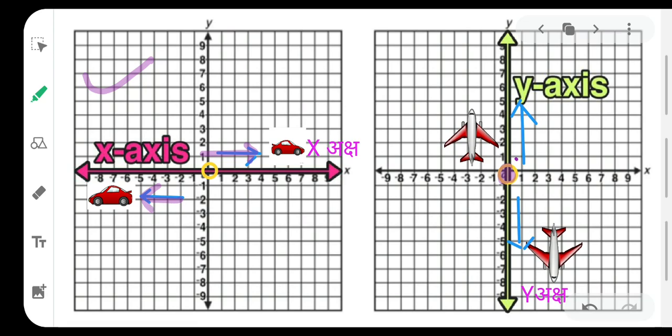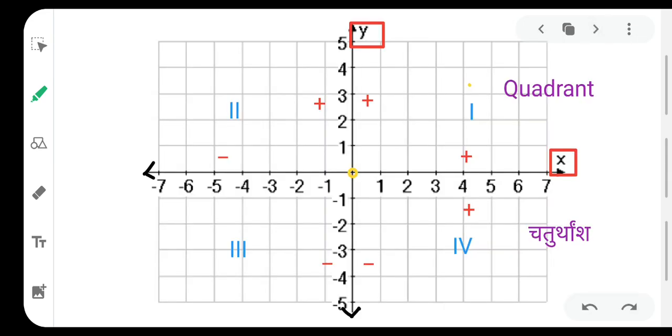Now let's shift our attention to the right side of the screen. Here the vertical line is highlighted in green color. It is called Y-axis. Always remember that when we move on Y-axis, we will travel by plane. It can either go up or it will fall down. So always keep in mind that on X-axis we will travel by car and on Y-axis we will always travel by aeroplane.